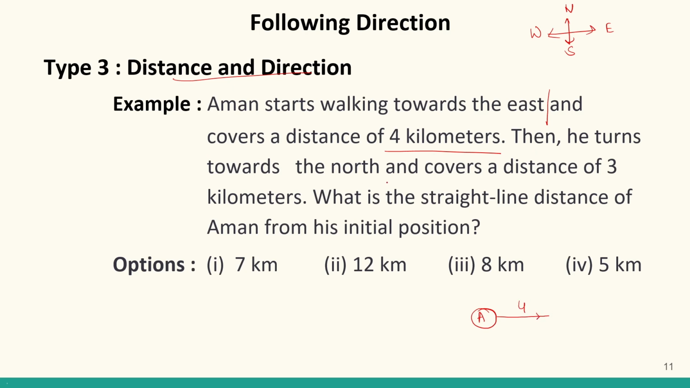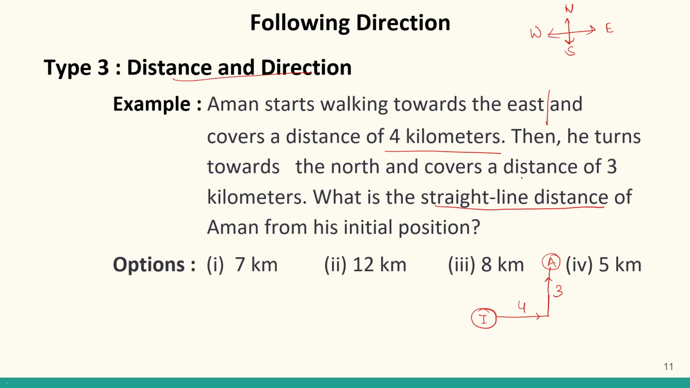Then he turns towards the north. So if he turns towards the north, he'll go this direction, right? He'll go upwards and covers a distance of 3 kilometers. So he walks and covers a distance of 3 kilometers and then he stops. What is the straight line distance of Aman from his initial position? So Aman is here now, and this was the initial position. He started from here and reached here.